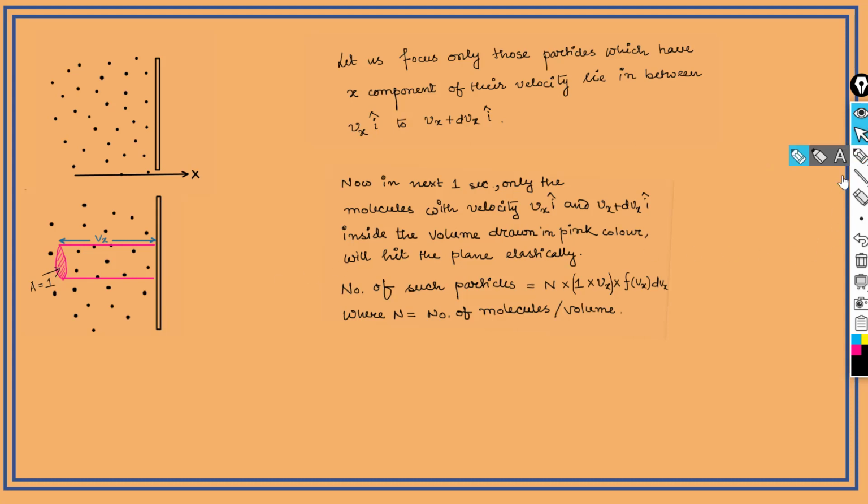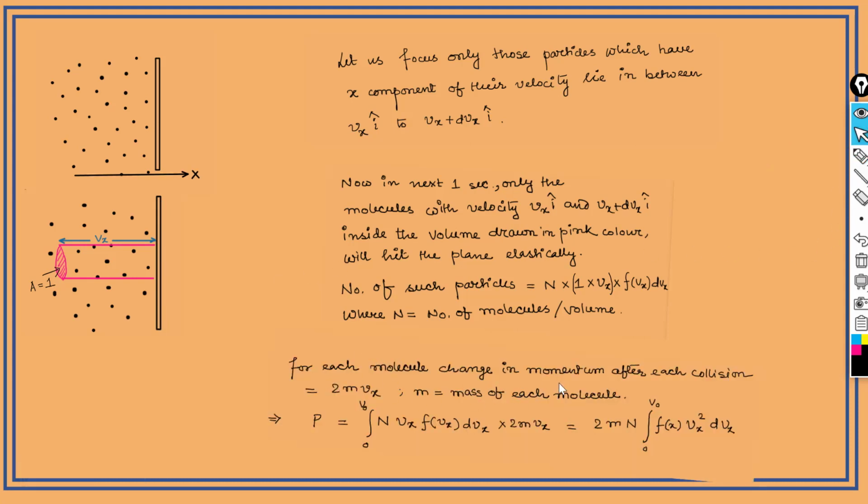And we know that for each molecule, the change in the momentum after each collision is 2 mvx, because it is an elastic collision. So for each mass m, if it is moving with vx, its other components of velocity are not going to change, because this plane is perpendicular to the x-axis only. After the elastic collision, this mass is going to come back with a velocity of minus vx. So the magnitude of the change in momentum, delta p, is 2 mvx.